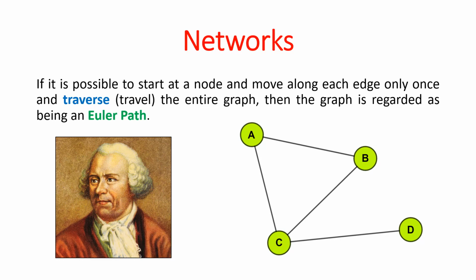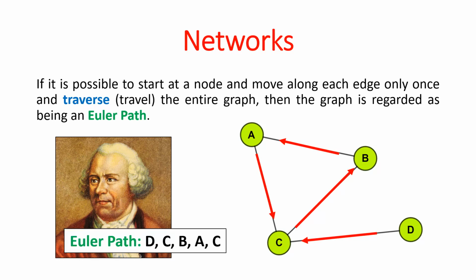But notice what I'm about to do now. I'm starting at D, moving across to node C, up to node B, across to node A, and down to node C. I have now travelled or traversed the entire network, the entire graph. So this is an Euler path, and we say the Euler path is from D to C to B to A and back to C again.